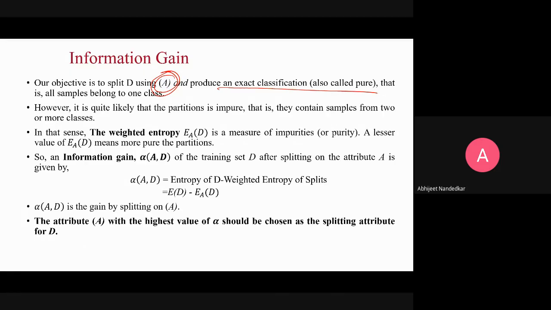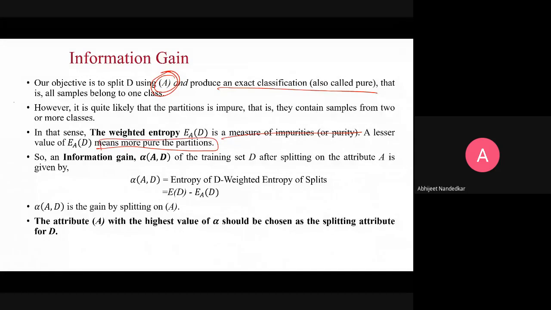In that sense, the weighted entropy E_A(D) is a measure of impurities, or you can say purities. A lesser value of E_A(D) means a more pure partition.